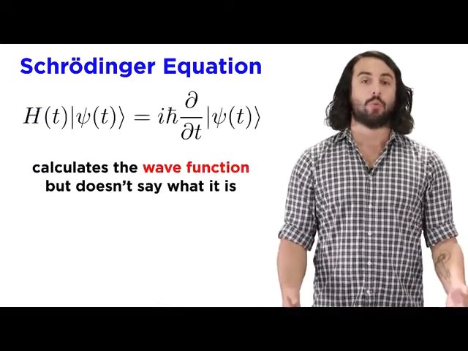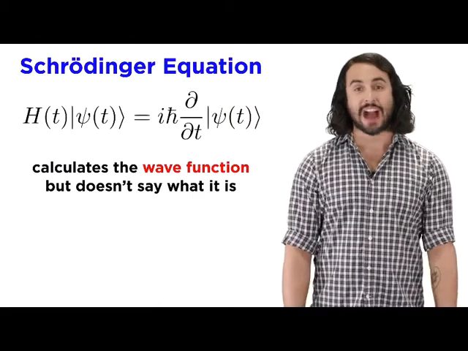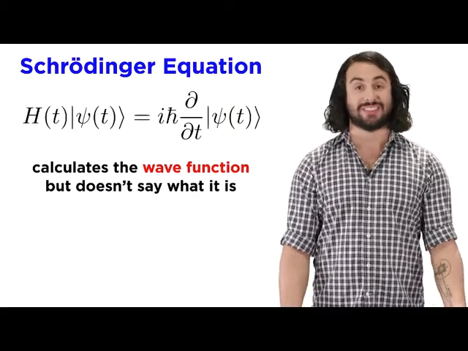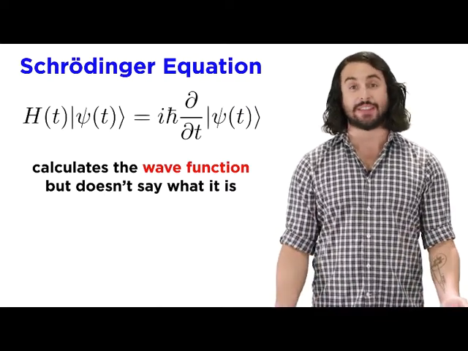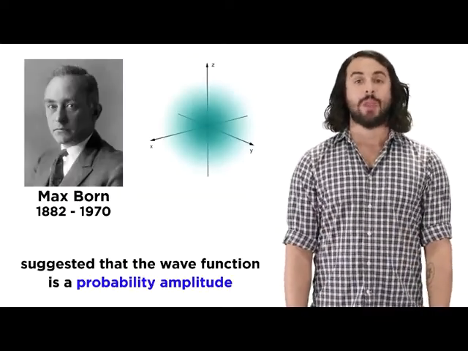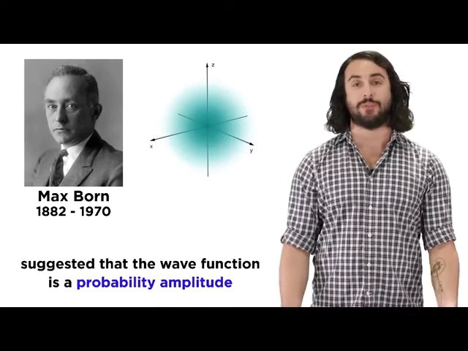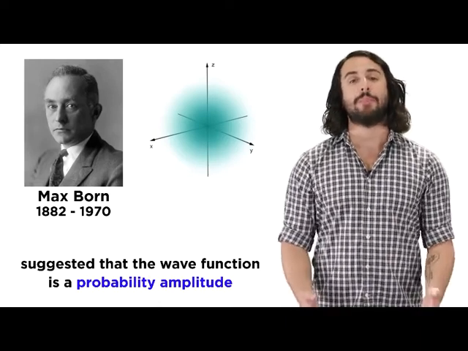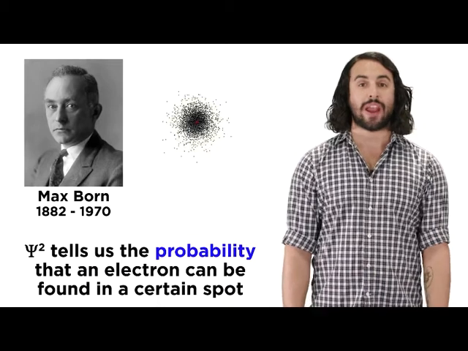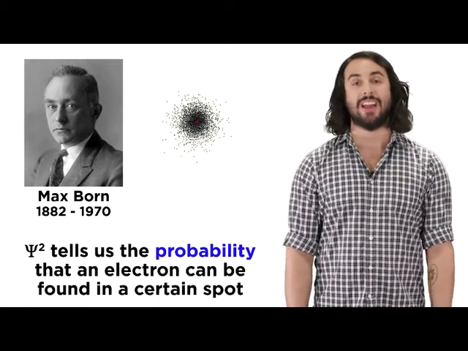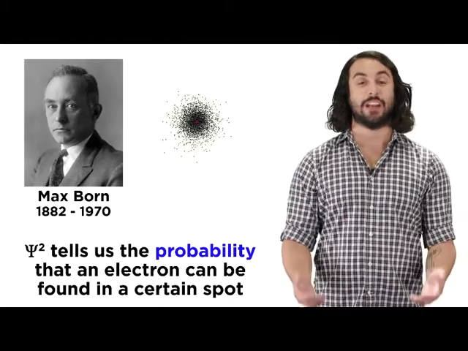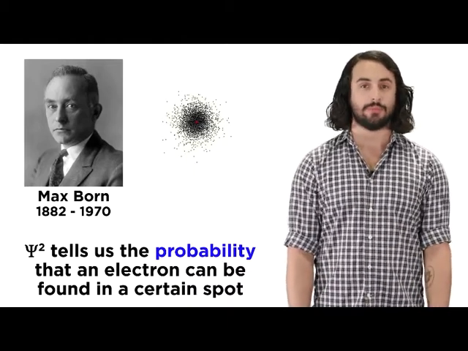But while the Schrödinger equation can calculate the wave function of a system, it does not specifically reveal what the wave function is. Max Born proposed that we interpret the wave function as a probability amplitude, where the square of the magnitude of the wave function describes the probability of an electron existing in a particular location.